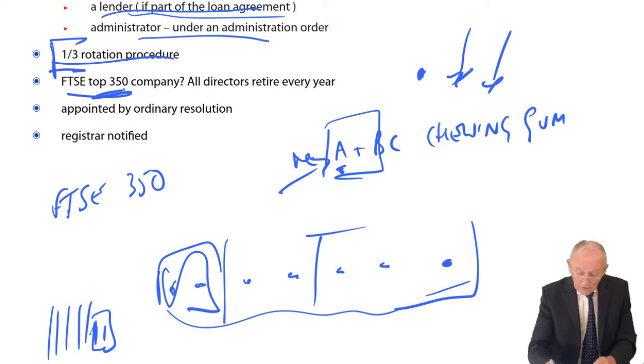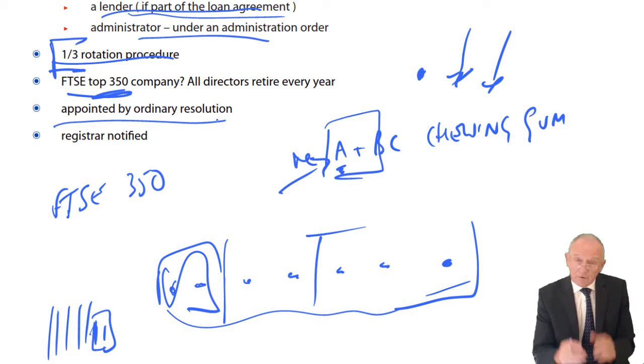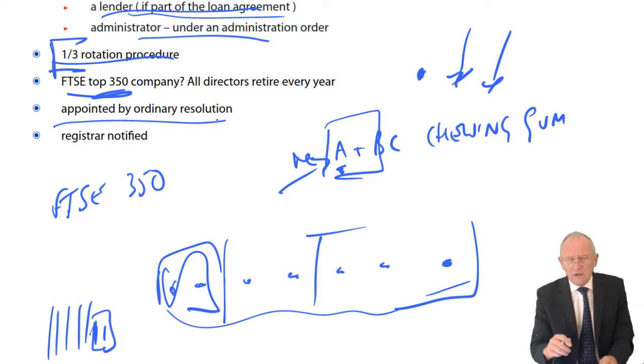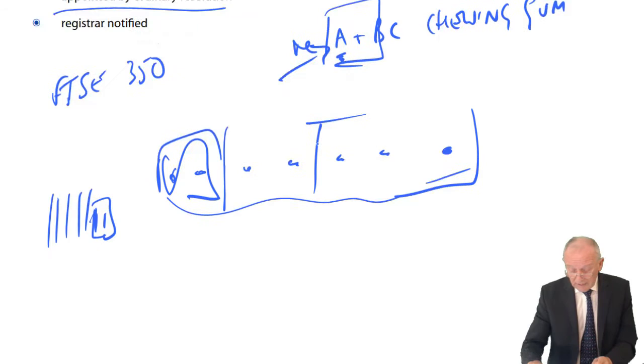Directors are appointed by ordinary resolution and the registrar is notified. There's a special form, you send it off, and the registrar will make a note of it. And of course, the company secretary will write the details of the directors within the register of directors. It's actually a combined register, register of directors and secretary. But those details will be written and the registrar notified, and the registrar will advertise the appointment or reappointment of directors within the registrar's own newspaper. It's called the Gazette.